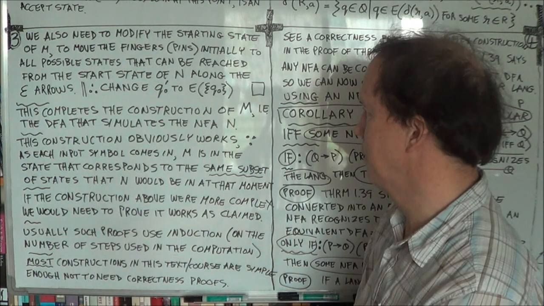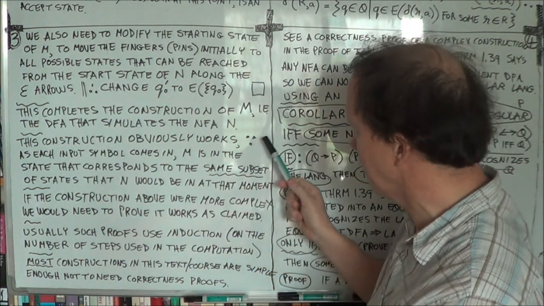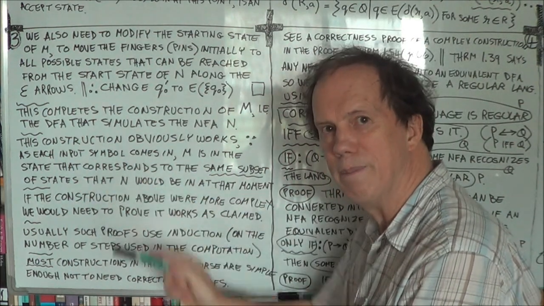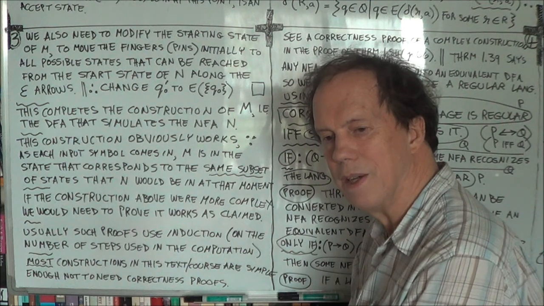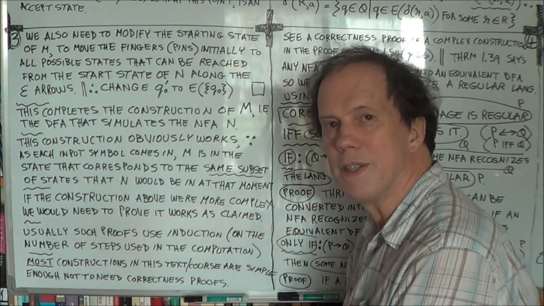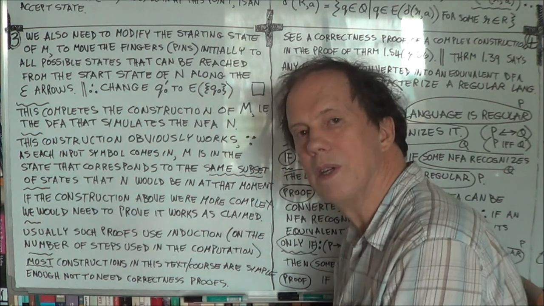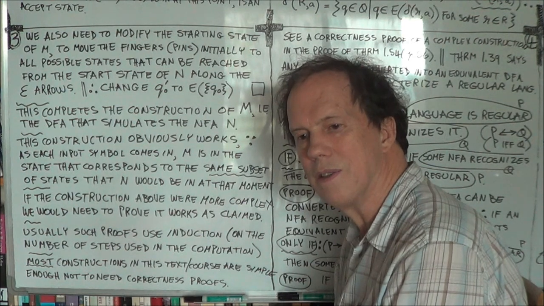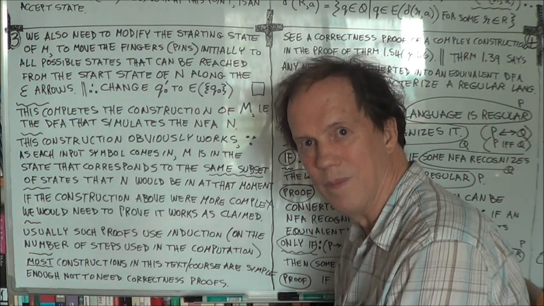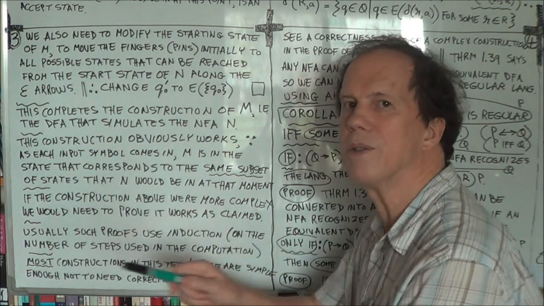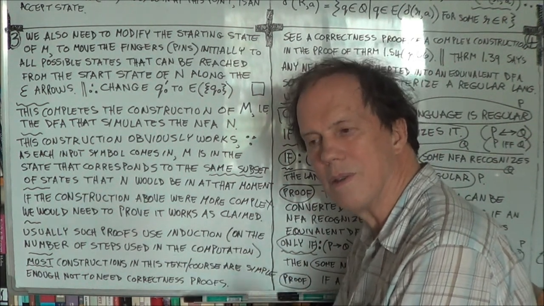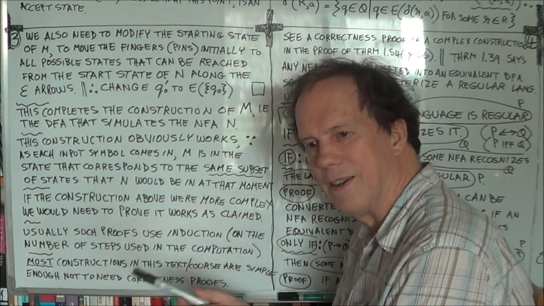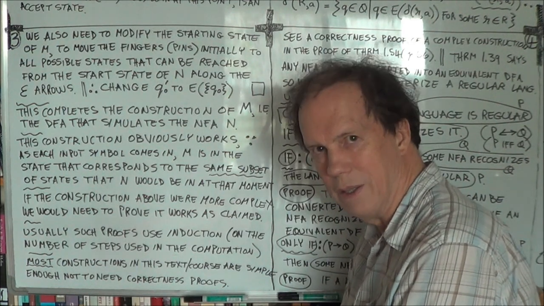Yeah? Now it works. Why does it work? Well, as each input symbol comes in, the state that the DFA is in corresponds to the subset of states that the NFA is in. Okay? They match one to one. So they're equivalent. So the DFA is simulating exactly, in a sense, the behavior of the NFA.